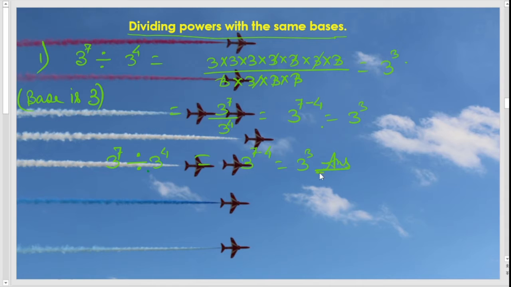That is the answer. So we came to know with this example that when the bases are the same and the numbers are divided, the exponents are subtracted.